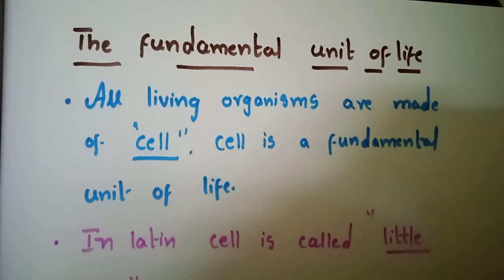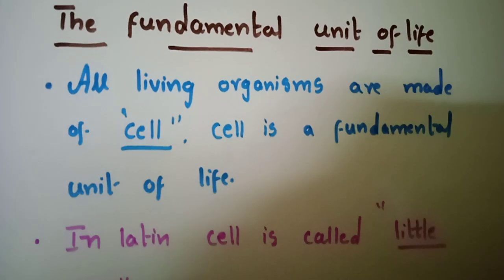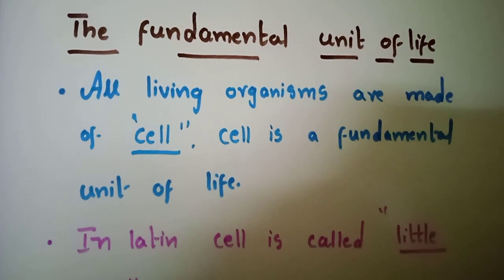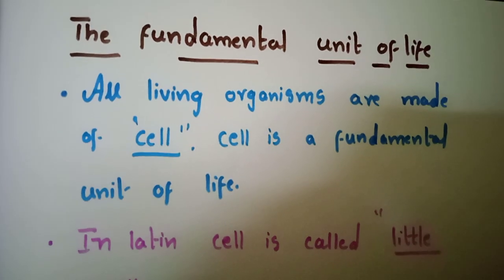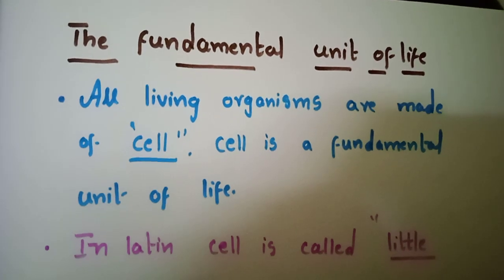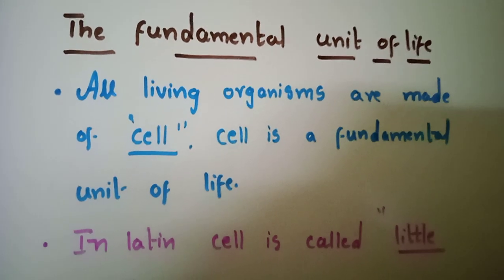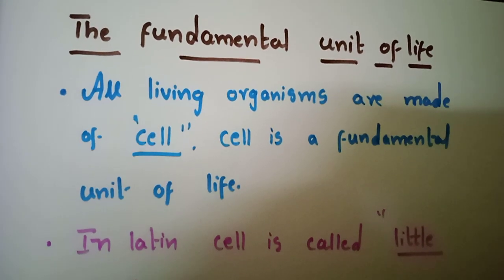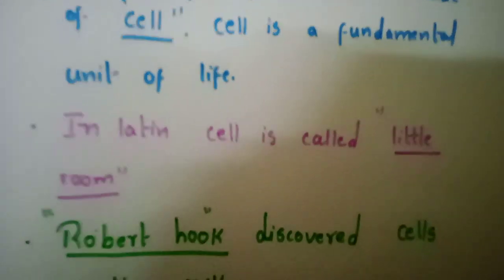Now we are going to learn some short notes about the cell. We know all living organisms are made up of small units called cells. From the cell only, the total organ system of a body can be made. That cell is the fundamental unit of life. Why? Because from the cell only the total organism is made.